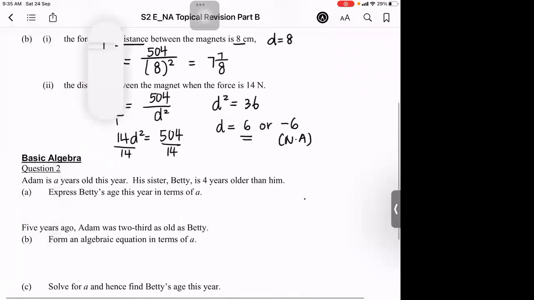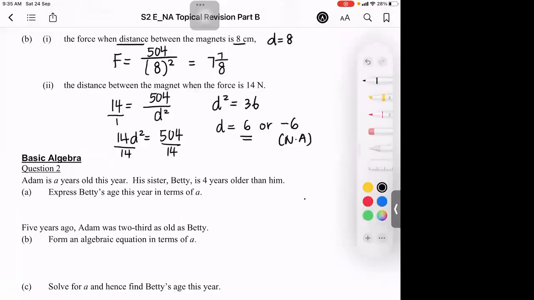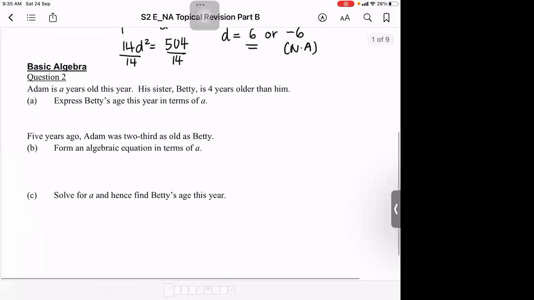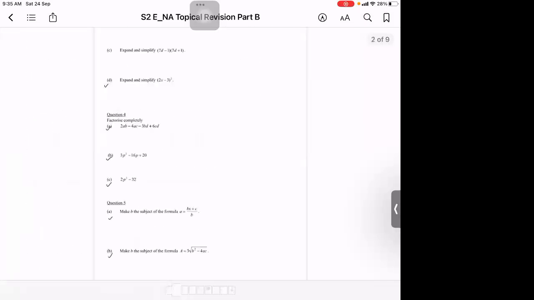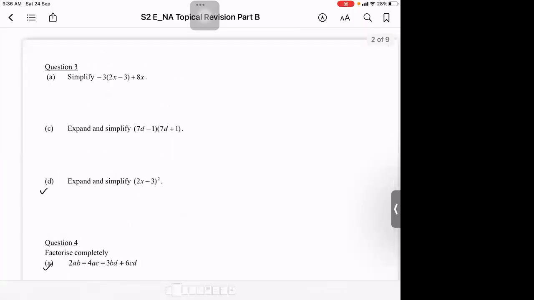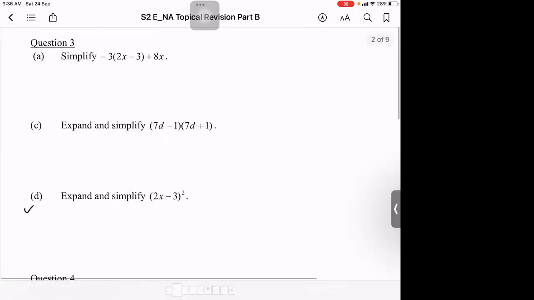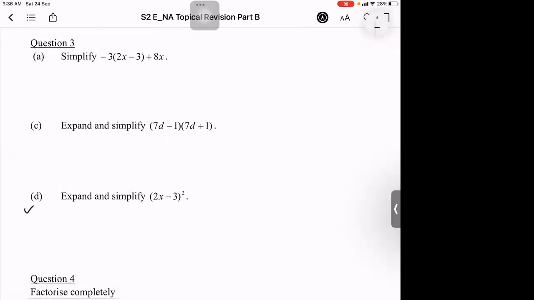Then next question. Okay, this question I'm going to skip a little bit because I think maybe you all might be able to do. So I'll do the slightly harder ones that need explanation first, okay? So next question, next page. This page over here, all the expansion, simplification, I'm scared you all forgot already. So must explain again. I'll just go through one round.